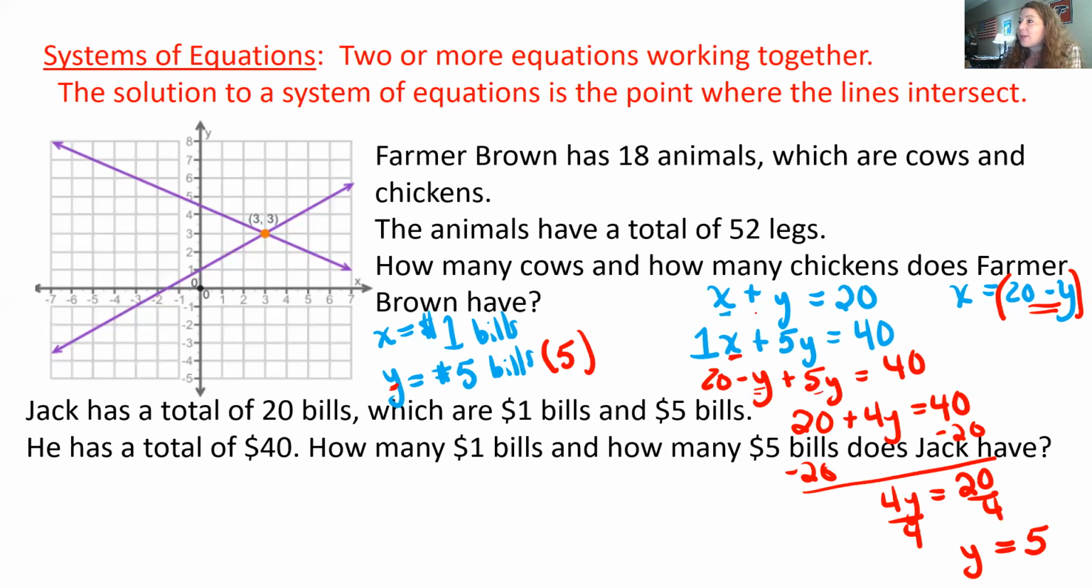And what plus 5 equals 20? That has to be 15. So there's my 20 bills, 5 and 15. And then I want to check and see if I have the right amount of money. So 15 times 1 is $15 in $1 bills. And 5 times 5 is $25 in $5 bills, which gives me a total of $40. So I know I'm right.